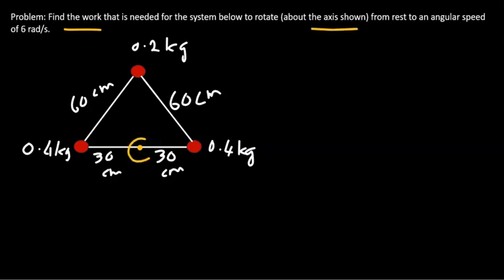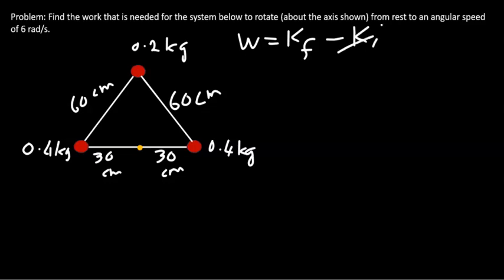The axis is that point there, and the axis is coming out of the plane, from rest to an angular speed of 6 radian per second. We know that work is given by the change in kinetic energy. So final kinetic energy, in this case kinetic energy of rotation, minus the initial kinetic energy of rotation. Now this is starting from rest, so that is 0. So work is just the final kinetic energy of rotation.